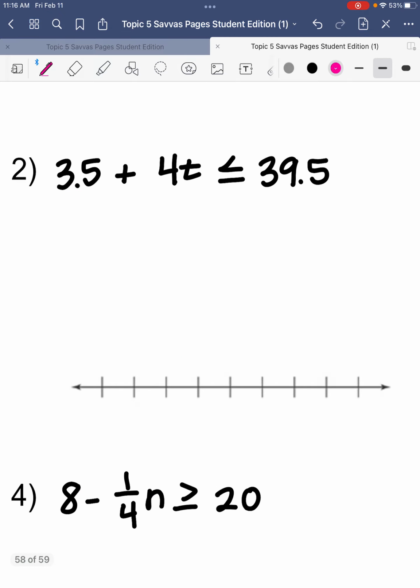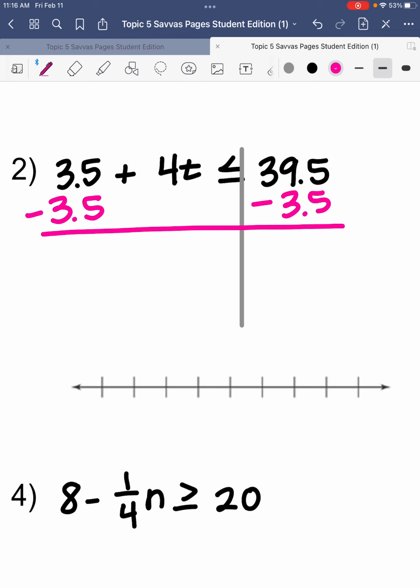So 3.5 plus 4t is less than or equal to 39.5. Same thing that I did last time, I'm going to start with a line through my inequality symbol. And my goal, remember, is to get this t right here by itself. So I'm going to undo the thing that's farther away from it first. Well, that 4 is really close to it, so I'm going to undo this 3.5 first. What kind of 3.5 is that? It's a positive 3.5. So I undo that by subtracting 3.5 on both sides.